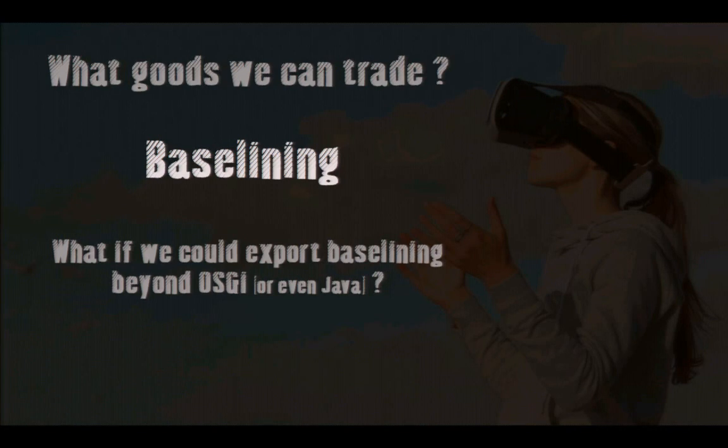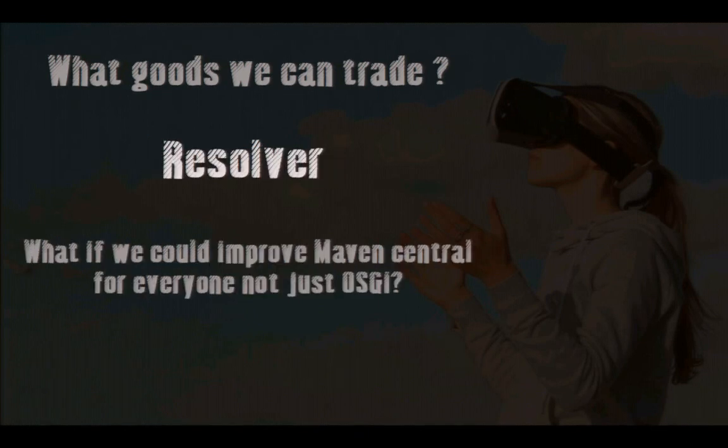There are a few things. There is baseline. It may not be exactly an OSGi core thing, but there is an enormous amount of people out there that are struggling with versioning things and measuring which version matched to which version. And we're pretty good at semantic versioning, and we're pretty good at things like baselining and comparing things. What if we could not limit that thing to OSGi, but actually expand the thing, even beyond Java if we could, and give that to people? They would much appreciate it.